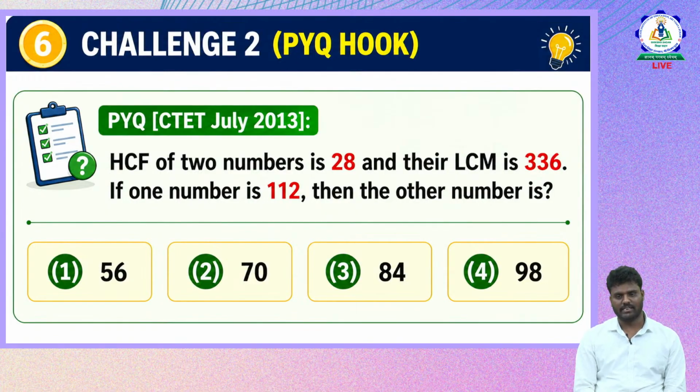The HCF of two numbers is 28 and the LCM is 336. If one number is 112, then what is the other number? Option 1 is 56, option 2 is 70, option 3 is 84, and option 4 is 98. We need to find the other number. The HCF of the two numbers, X and Y, is 28 and their LCM is 336. One number is given as 112, so we need to identify the other number.